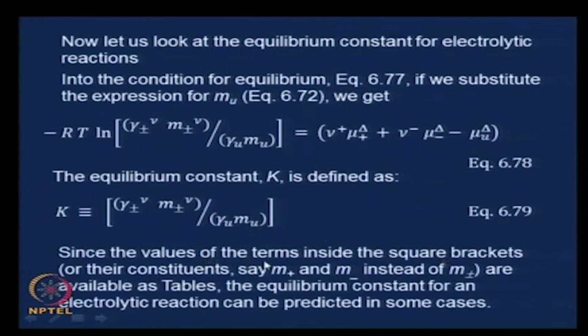and since the values of the terms inside the square brackets, which is this, or their constituents m plus and m minus instead of m plus minus, are sometimes available in tables. So, there is a way by which you can a priori say what the equilibrium constant of an electrolytic reaction would be, and that is what makes this powerful. So, prediction of the equilibrium constant is possible if these values are available.